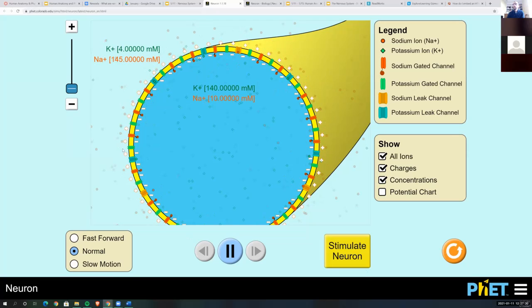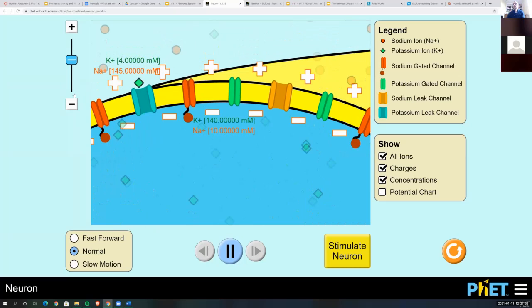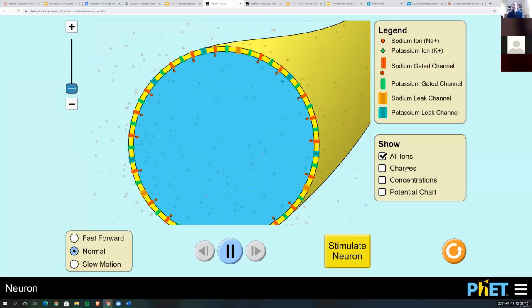Gotta wait for it to reset. I'm gonna go slow motion. I'm gonna stimulate the neuron. Notice the potassium, sodium outside, potassium, sodium inside. Gets to the point, potassium numbers go down, sodium numbers now in response to that eventually go down. On the outside, your sodium numbers went up. Let's see that again. Let me just reset.